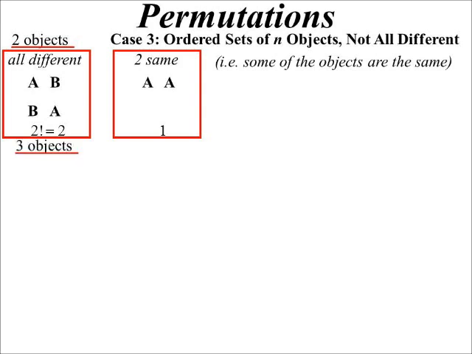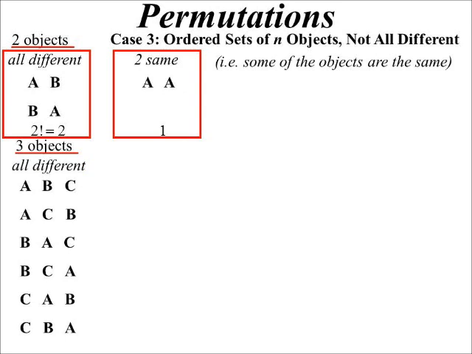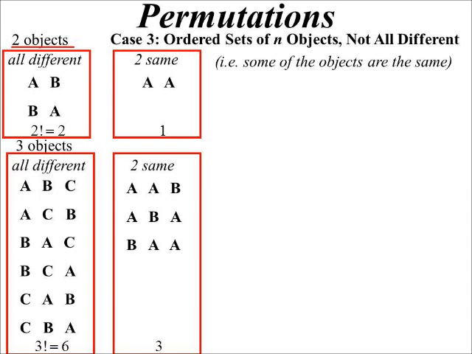Let's see what happens when there's three objects. When there's three objects and they're all different: A, B, C; A, C, B; B, A, C; B, C, A; C, A, B; C, B, A. So we end up with three factorial, or six. Now if I make two of those the same: A, A, B; A, B, A; B, A, A. All right, so we've ended up with three. So two objects went from two to one, six to three.